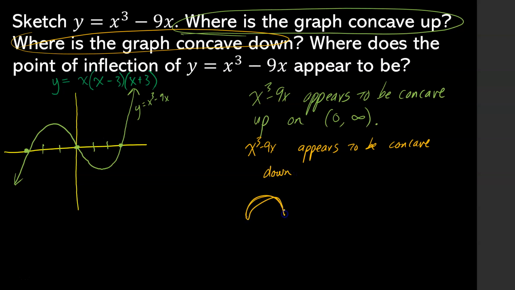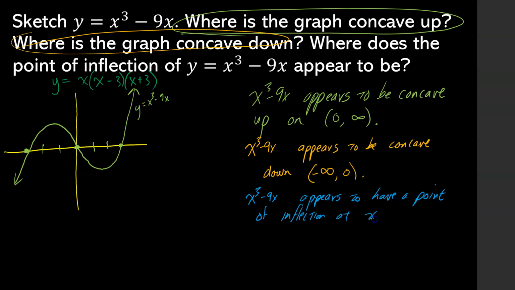And we're looking for this shape. From negative infinity up to 0. What about a point of inflection? A point of inflection is where the concavity of a graph changes at a point. So x cubed minus 9x appears to have a point of inflection at x equals 0. And I suppose the point is 0, 0. We do know that. All right, let's do the algebra to prove what we see, or to confirm what we think.